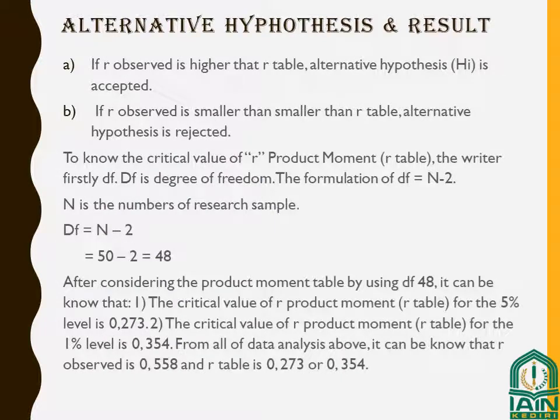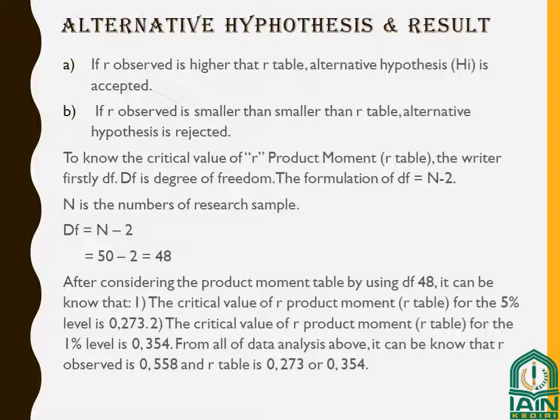About the alternative hypothesis and results, if our r object is higher than our r table, the alternative hypothesis is accepted. But if our r object is smaller than our r table, the alternative hypothesis is rejected. To know the critical value of r product moment or r table, the writer first finds the df, the degree of freedom. The formula of df is N minus 2, where N is the number of research samples. So the number of research samples is 50, and 50 minus 2 is 48.